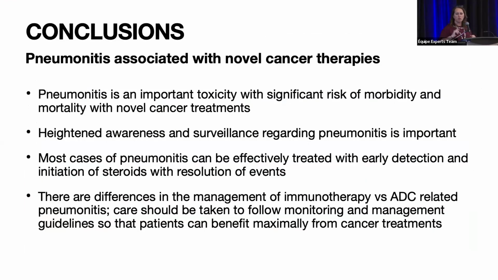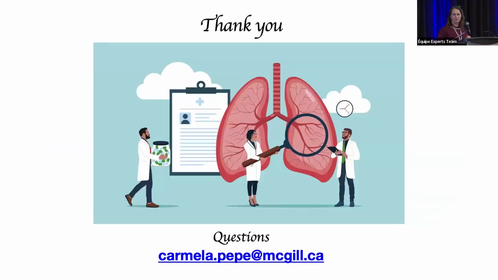So this is just a summary slide. Pneumonitis is an important toxicity, a risk of morbidity and mortality. Heightened awareness and surveillance is paramount. Most cases can be managed effectively if detected early and with early intervention. And there are differences in the management depending on whether it's a TKI, immunotherapy, or an ADC drug toxicity to the lungs. We want to follow these guidelines so patients can maximally benefit from therapies.